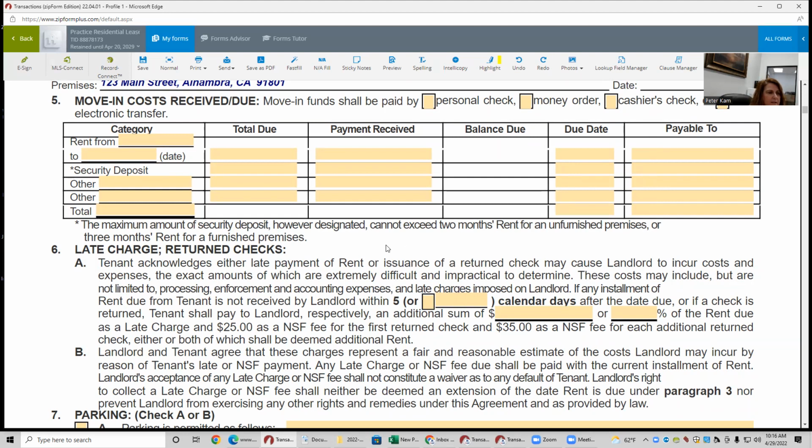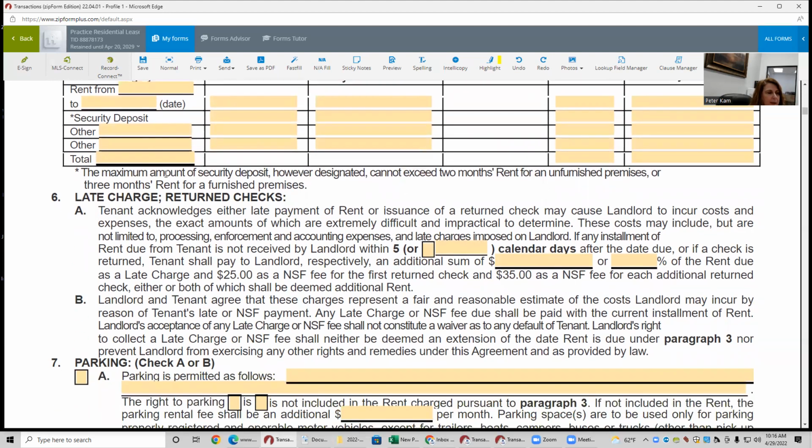So right underneath this box, it's going to outline the maximum amount of security deposit, however designated, cannot exceed 2 months rent for an unfurnished premises or 3 months for furnished premises. So here, the security deposit, let's say the landlord said, hey, I want $100 each for my remotes. If I'm doing 2 months, I would back out $200 from the 2 months rent that I'm allowed by law to charge, put $200 here. This would be less the $200 so that it equals exactly the 2 months, okay?